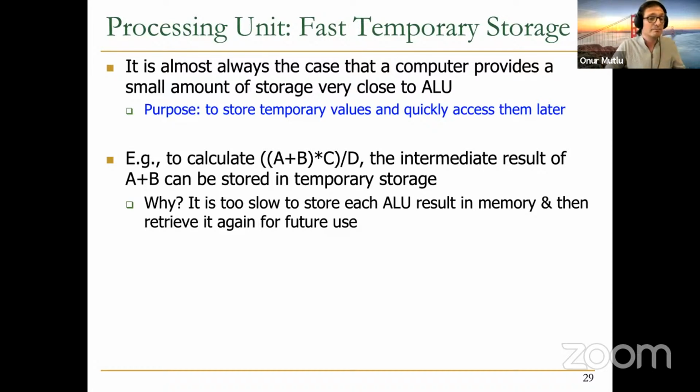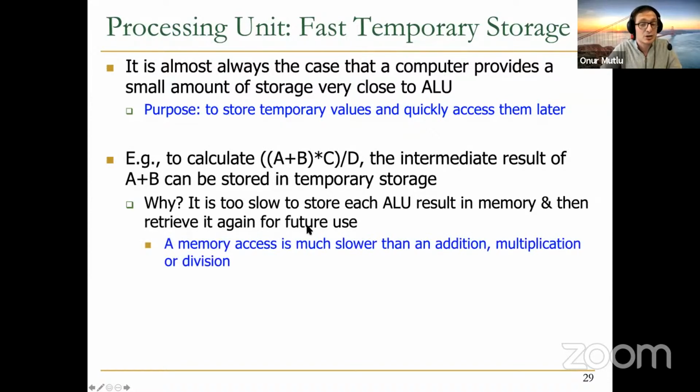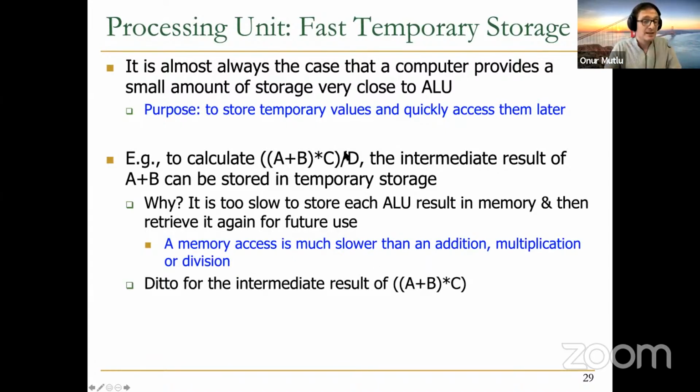As we will see later on, memory is just too slow compared to a small temporary storage. So we don't want to store it in memory and then retrieve it again for future use, because it's just too slow. Memory access is much slower than an addition, multiplication, division, or a small temporary storage access. Same thing for the intermediate result of A plus B times C. Again, that's an intermediate result. I don't want to go to memory and store it because I'm not going to need it later on, for example. But I need it to be able to compute that divided by D, right?